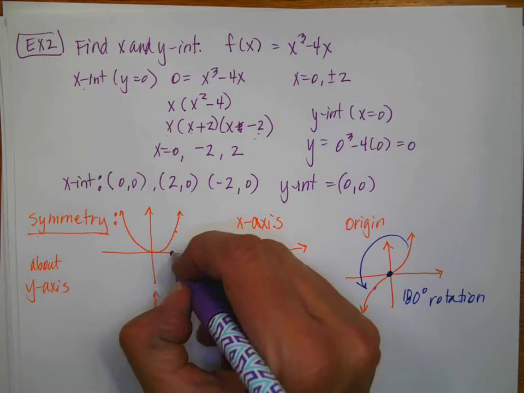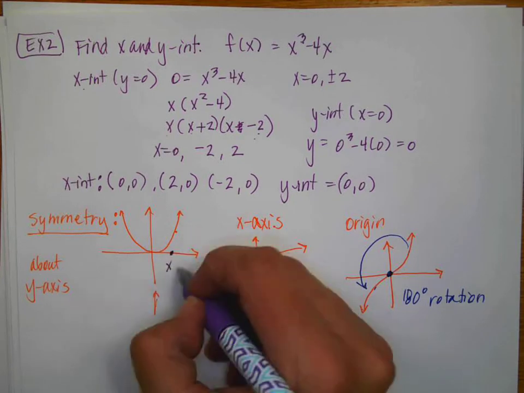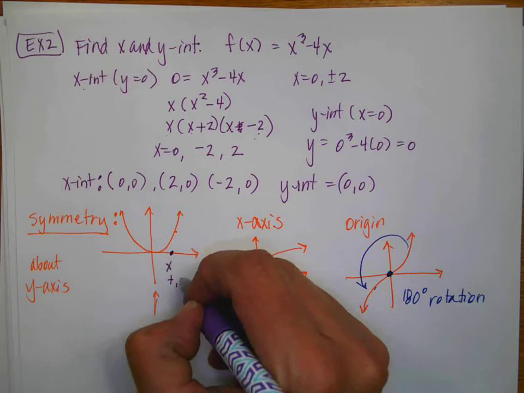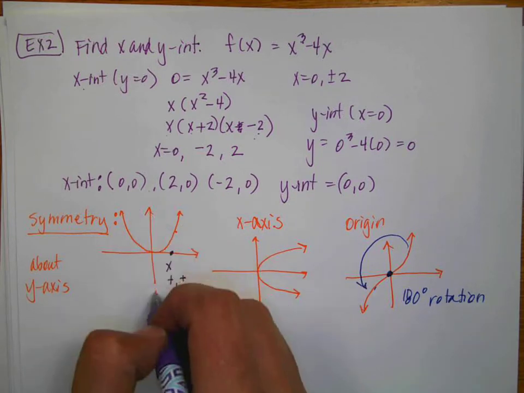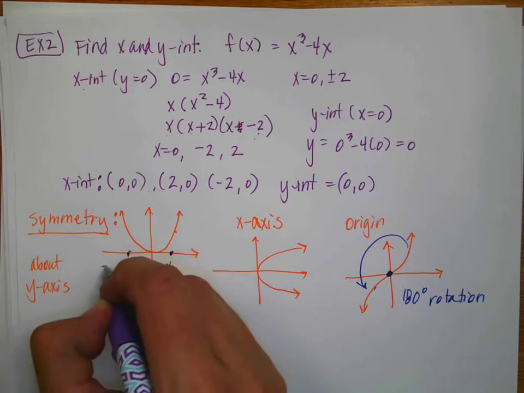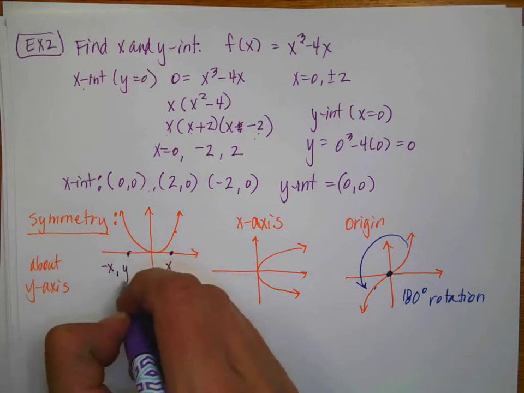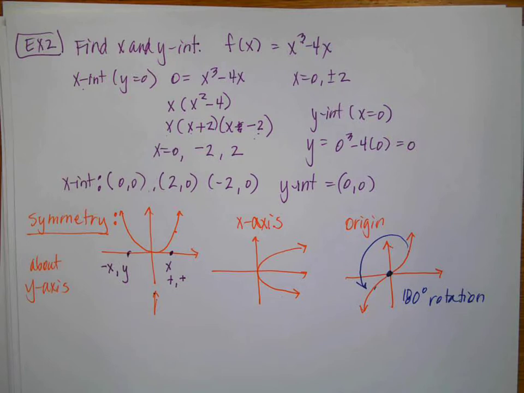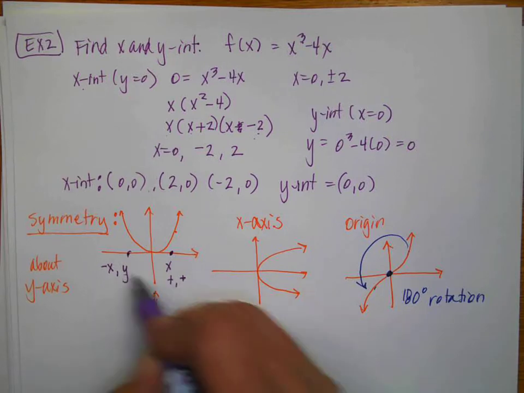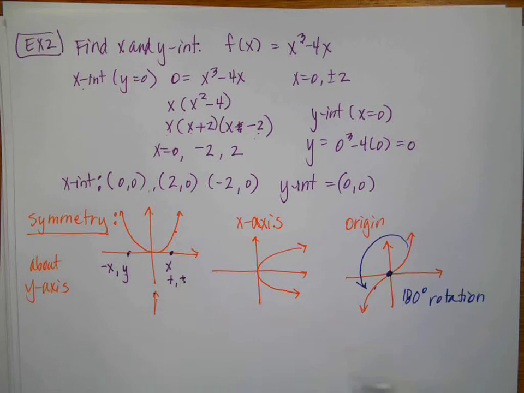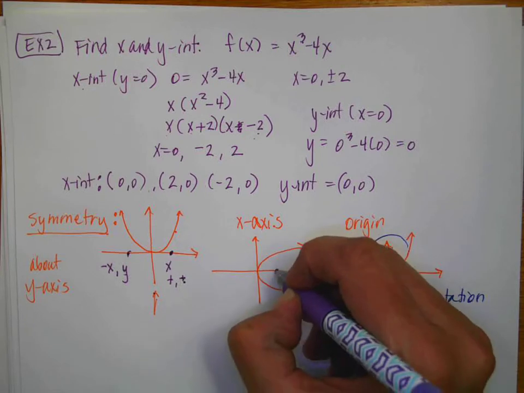One of the things I want to talk about is, let's say I chose a point here, x. Notice that x is positive and y is positive. If I reflect it across this axis, now x is negative and y is positive. Okay? So the y's stayed the same. That's important to notice.